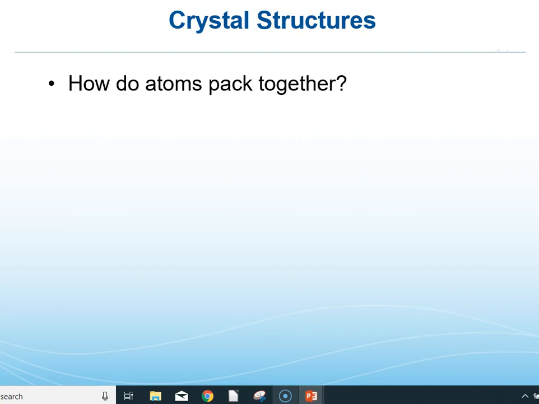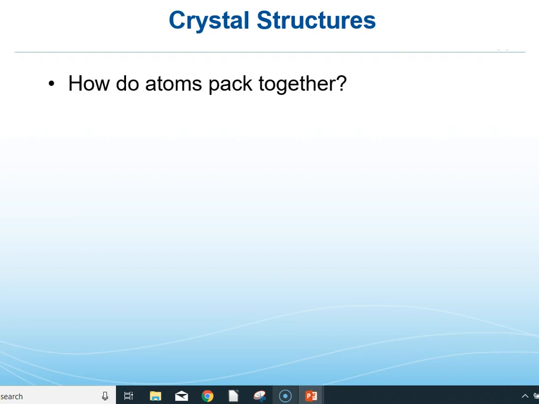What we're going to do now is literally build on the concepts that we went over in chemical bonding in our last section, especially with respect to equilibrium, interatomic spacing, and bond energy, and literally start building up unit cells and crystals from atoms based on their spacing.